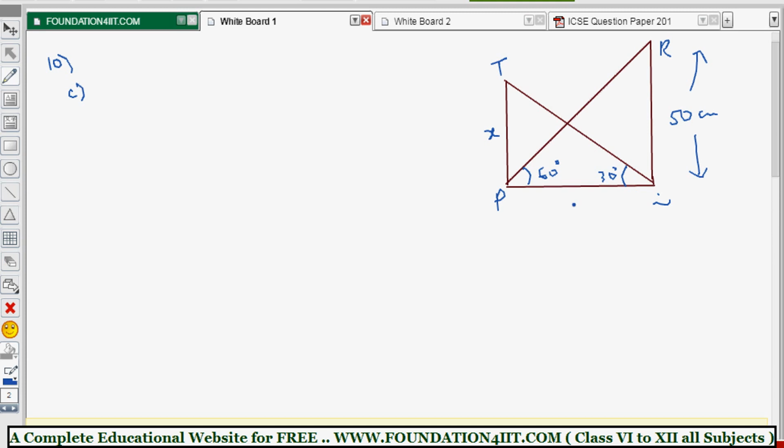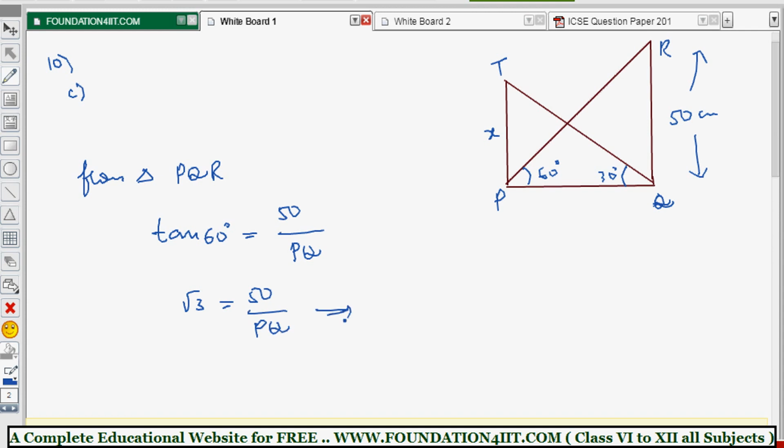So first let us find out the base. So from triangle PQR, tan 60. So tan theta is equal to opposite by adjacent. So tan 60 is 50 by PQ. Tan 60 value is root 3. 50 by PQ, and from this PQ distance is 50 by root 3. Okay, let it be equation 1.